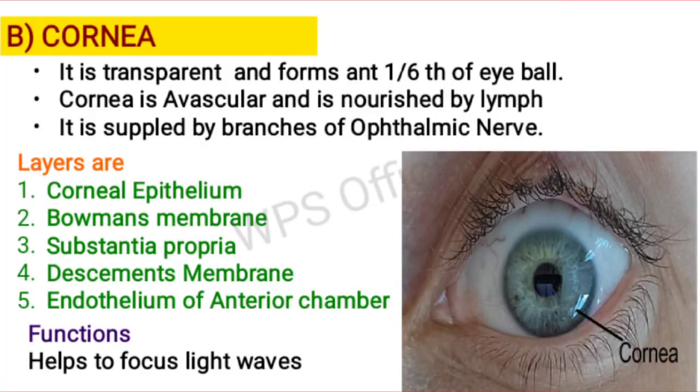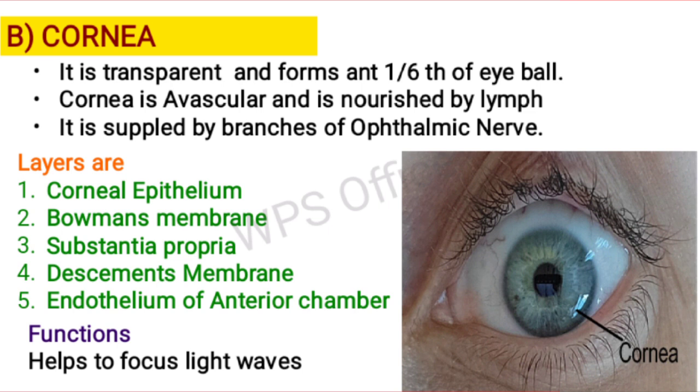The next fibrous layer is the cornea. We know that the very transparent part is known as the cornea. It forms one-sixth of the eyeball on the anterior side. It is avascular, that is, the area in the eyeball without blood supply is the cornea. It is nourished by the limbus and the external air, and it is supplied by the ophthalmic nerve.